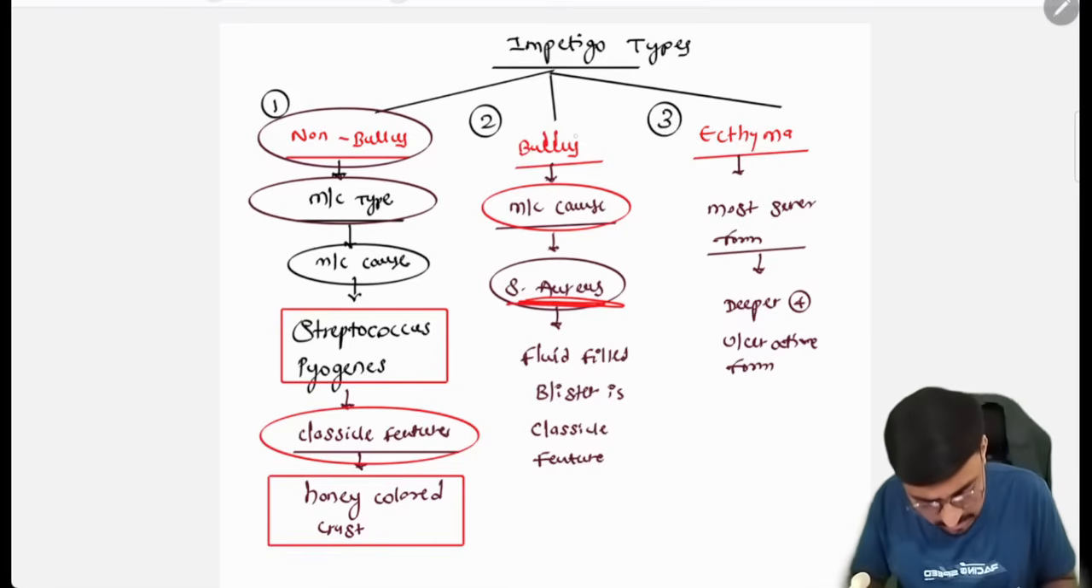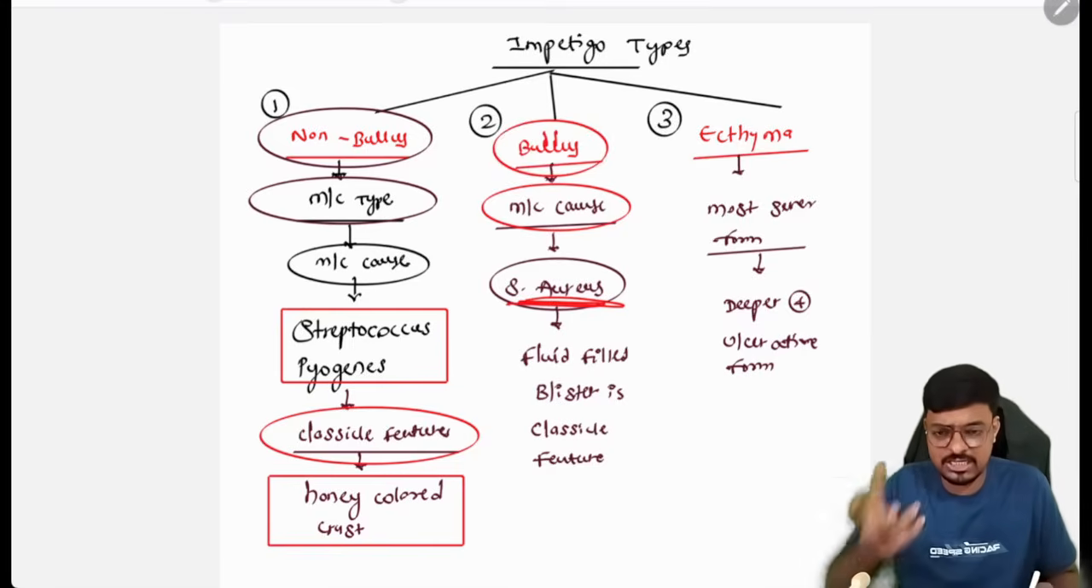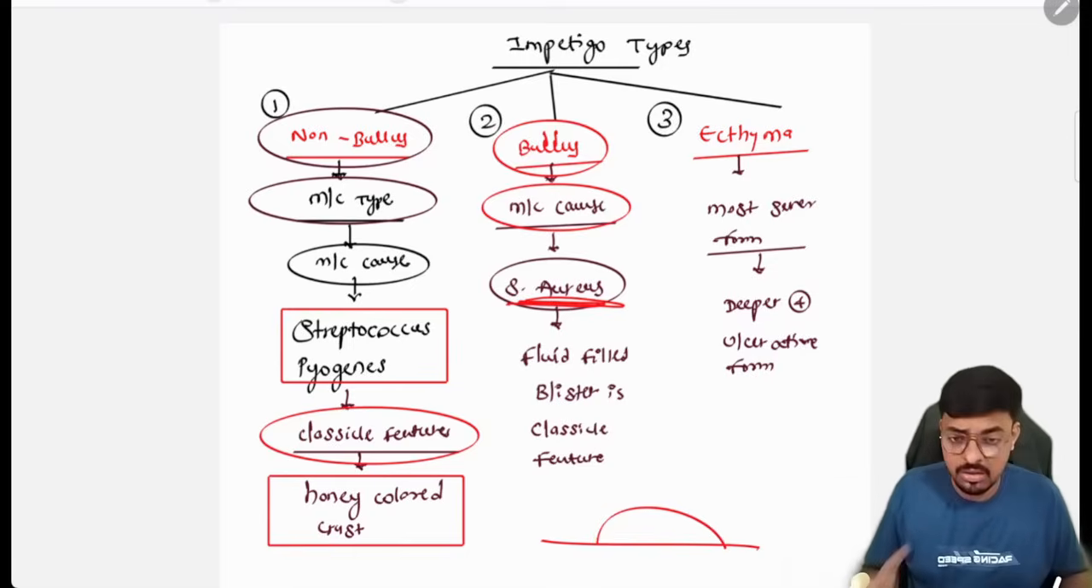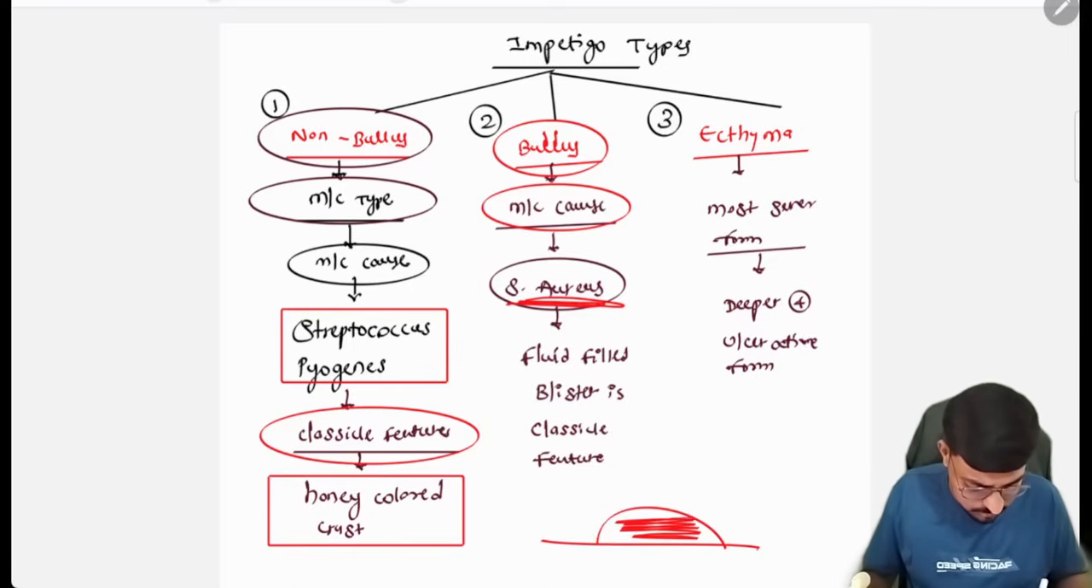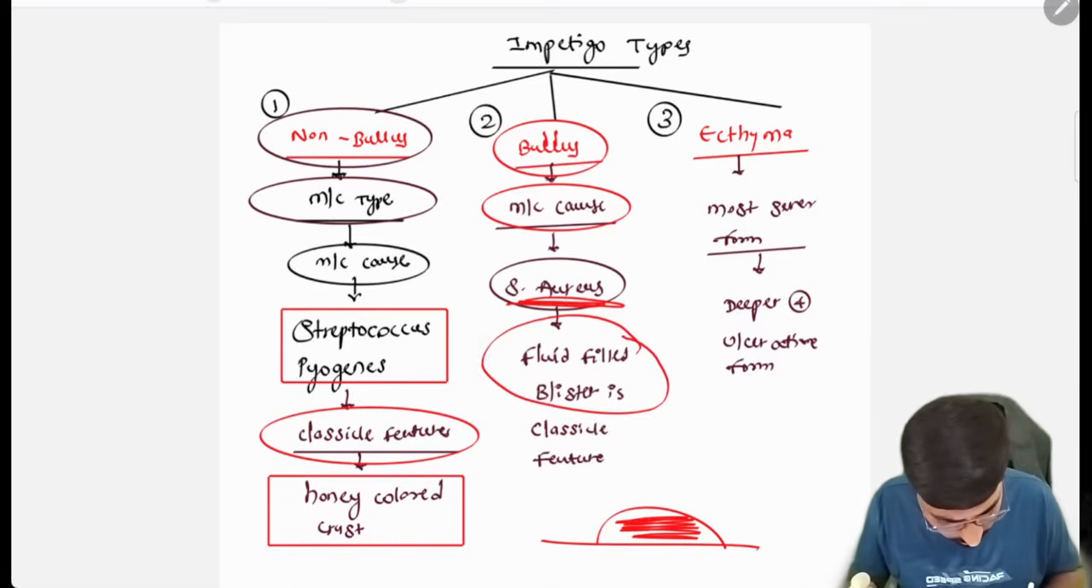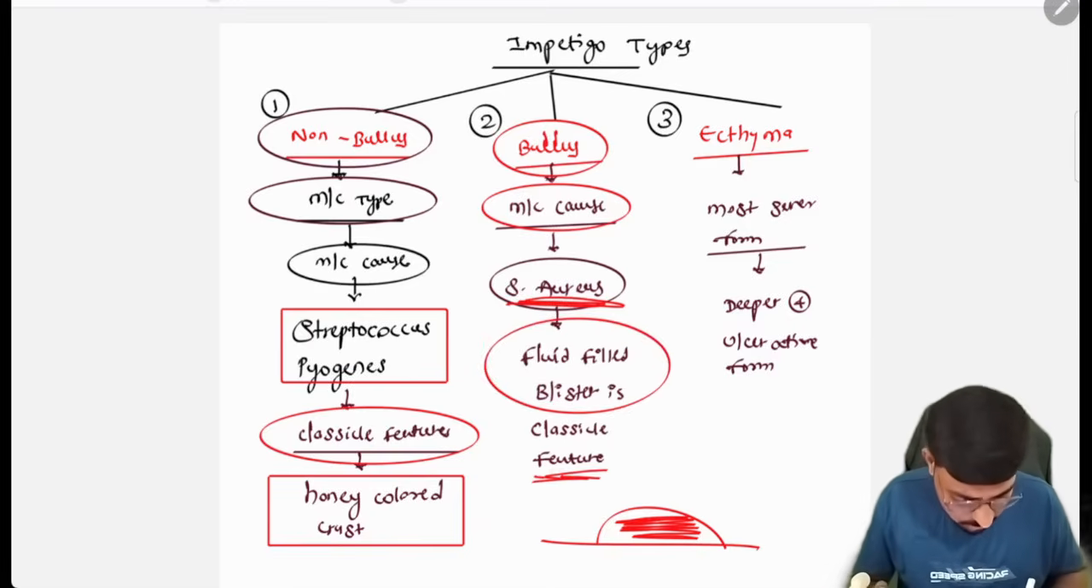So here it is bullous. What is bullous? Bullous is a fluid-filled vesicle. On the skin we have a vesicle which is filled with fluid, so we call this a fluid-filled vesicle. In bullous we will get a fluid-filled blister, which is the classical picture of bullous Impetigo.